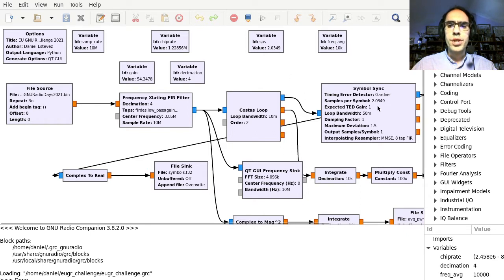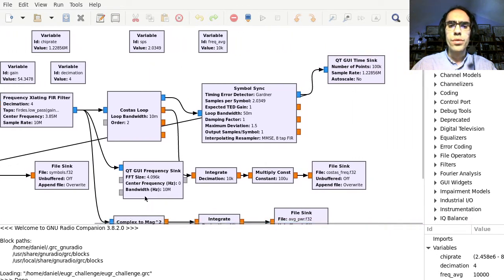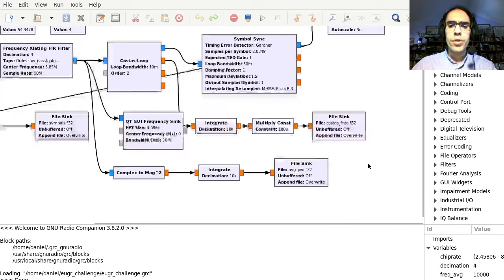With the knowledge of the chip rate, we can use symbol sync to recover the clock, and then with complex to real we can obtain the symbols. There are a number of additional filters in this flow graph, which are some GUI things to see the signal running in real time. And also, for reasons we'll see, we are storing in a file the average frequency of the Costas loop, and also the average power of the signal.